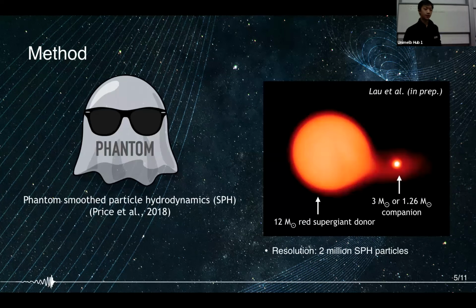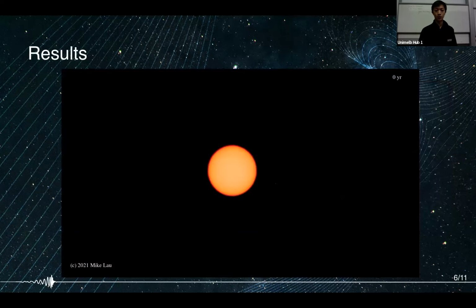So I've performed these detailed simulations with the code Phantom, which is a smoothed particle hydrodynamics code. And Daniel Price yesterday has shown us some beautiful simulations of tidal disruption events made with Phantom as well. And on the right of the slide, I show here the setup of our simulation. The big yellow sphere is our 12 solar mass red supergiant donor. And it is in an orbit with a companion that's represented by a point mass. So I'll now show you some movies of my simulations.